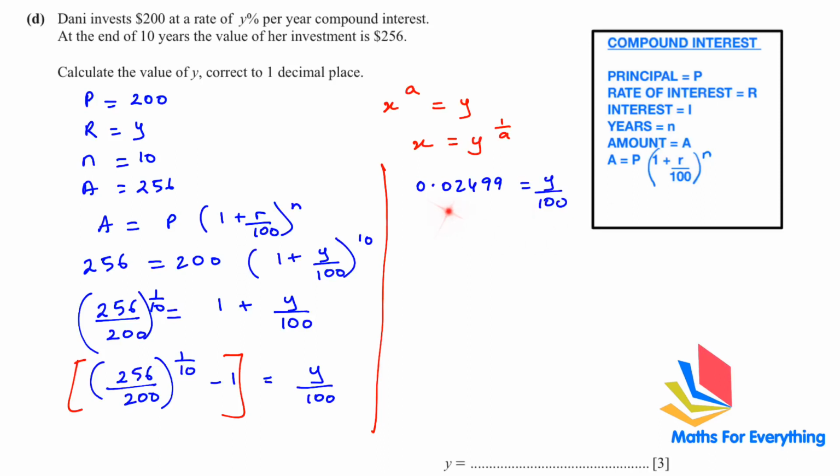This is a divide. When I move to the other side, it will be a multiply. So 0.02499 multiplied by 100 will give us y. That is 2.499 is y. We'll round it to one decimal place. We'll get 2.5 is y. So again, this was an easy question, and it's quite often repeated. You just needed to know the formula again.